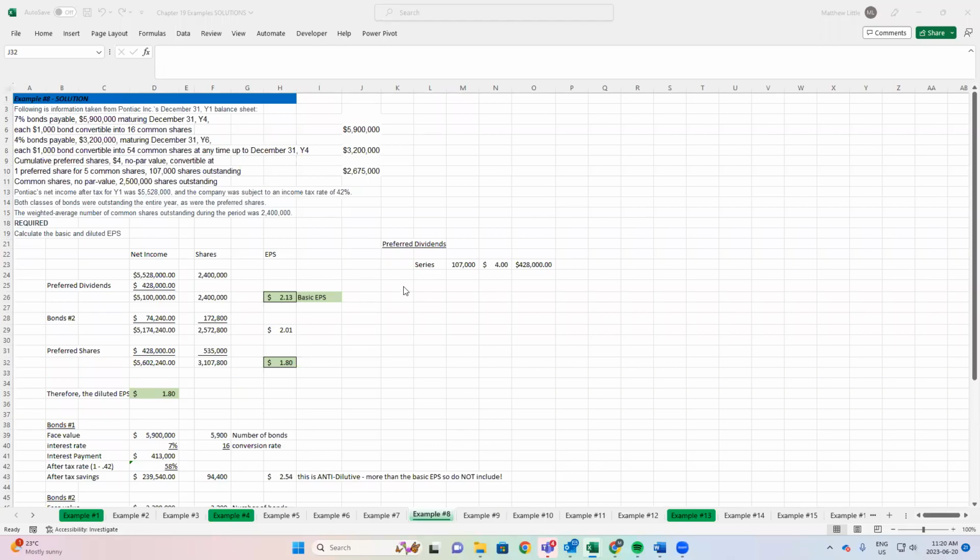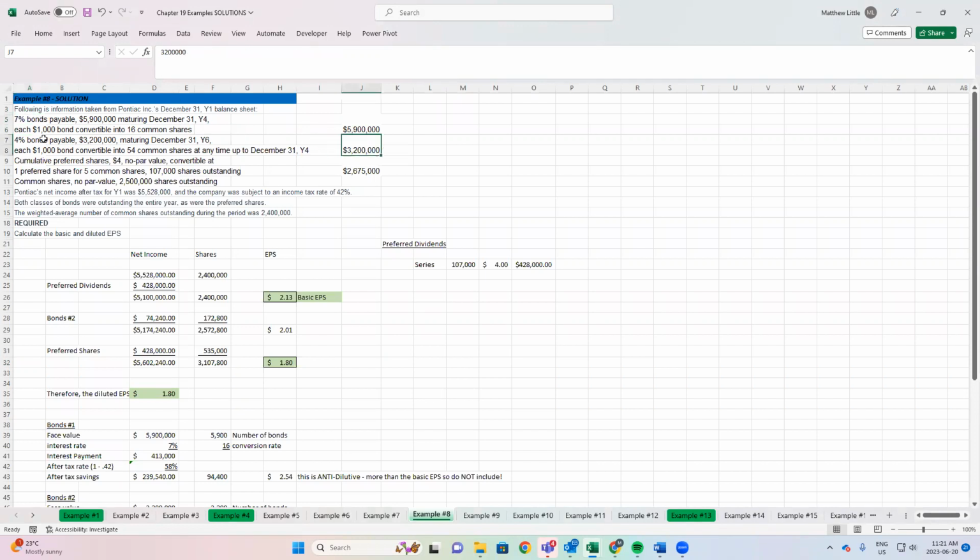All right, example number 8, where we have a few different convertible instruments. So we have December 31st, year one. Yes, we're given some information. We have bonds worth 5.9 million. They mature December 31st, year 4. They're $1,000 each, convertible to 16 common shares at a 7% interest rate.